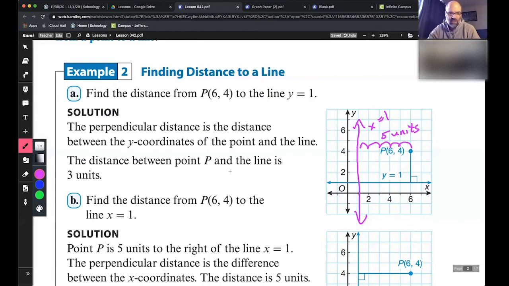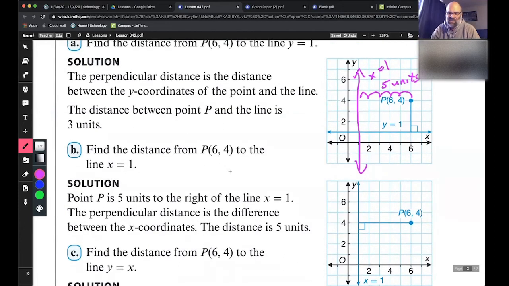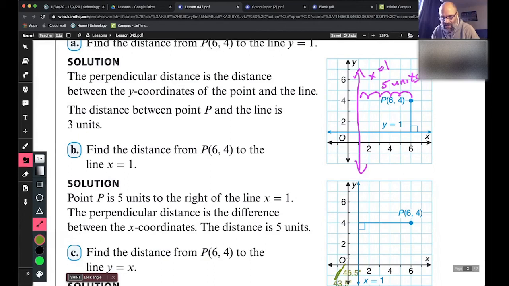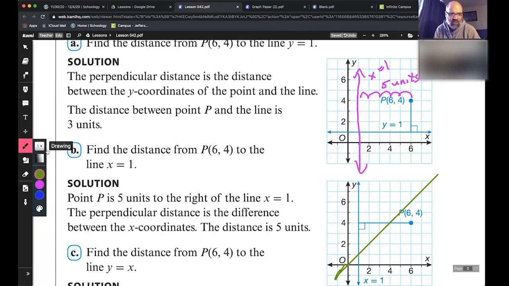Okay. All right. What about the distance from 6,4 to y equals x? Well, y equals x looks like this. Y equals x is where everywhere on this line, y and x are the same value. So this is what y equals x looks like. Okay, so what's the distance from 6,4 to this y equals x?